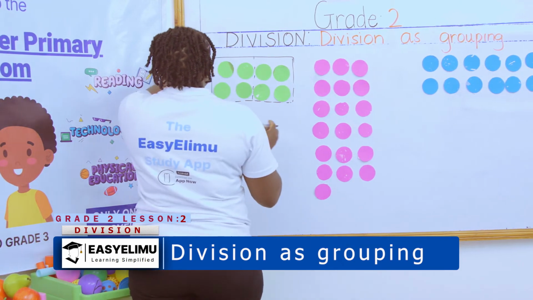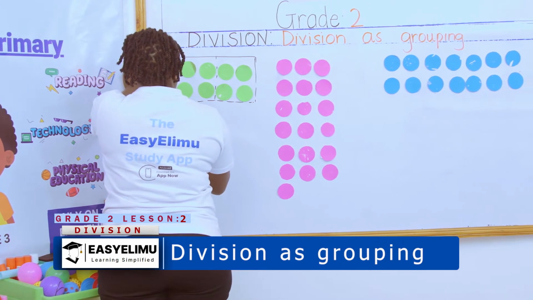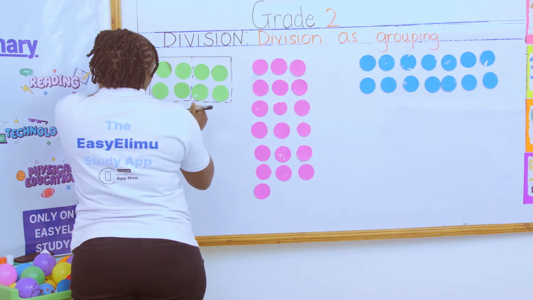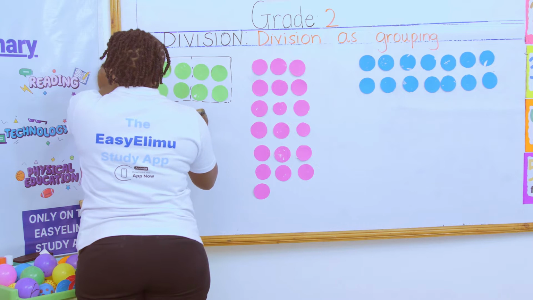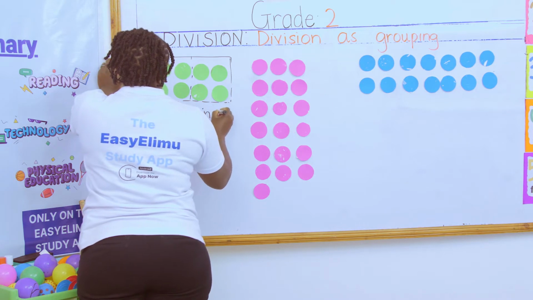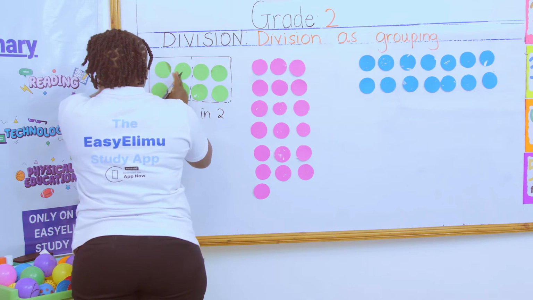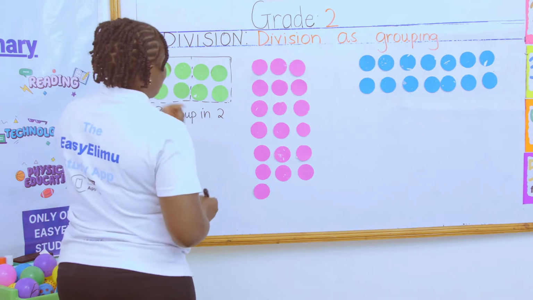So in other words, I've been given 8 apples to group into 2. You get your answer as 1, 2, 3, 4. That is division as grouping.